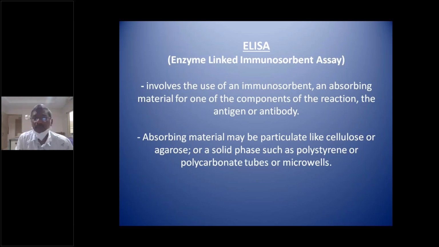Any antibody of the patient, or any organism, can be detected by the ELISA method. The principle is an absorbing material, maybe particulate material, absorbing one of the components, like antigen or antibody. Either antigen or antibody can be absorbed so that we can detect either antigen or antibody in this test. This test is called enzyme linked.